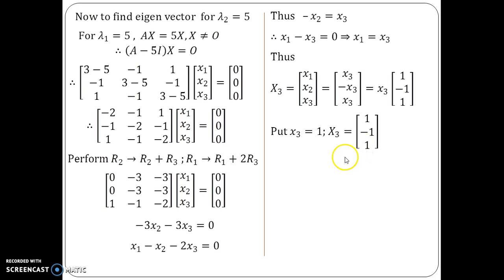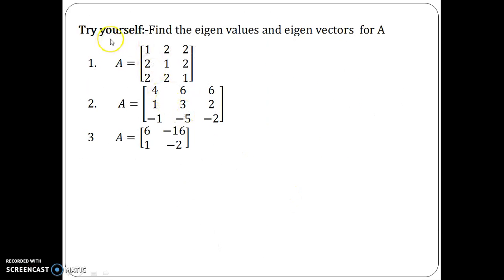Now, the very important thing is that you have to understand the entire procedure properly, and then you can get your eigenvectors in a very easy manner. This is the procedure, and in the same way try to find eigenvalues and eigenvectors for these three matrices. In each case you will have repeated eigenvalues. These are your practice problems.